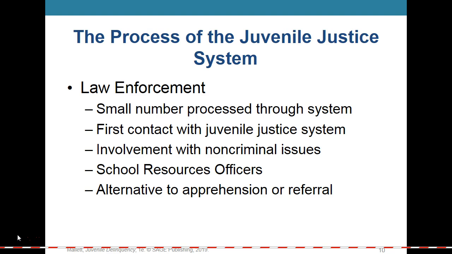Okay, now we're going to talk about the process of the juvenile justice system. As we know, if you've had any policing classes, law enforcement are the gatekeepers. They're usually the first ones that see every type of potential offender, both juvenile and adult. So only a small number of juveniles actually end up being processed through the juvenile justice system. Law enforcement is also involved with non-criminal matters, such as missing children, curfew violations, runaways, truancy, neglect, and abuse.